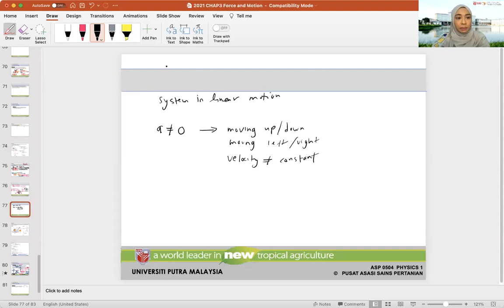Now, when it is moving up and down, you know that your net Fy will not be equal to 0, which means that it is going to be equal to ma.